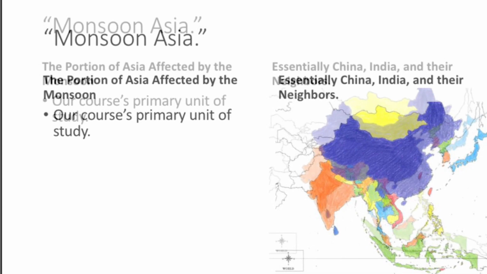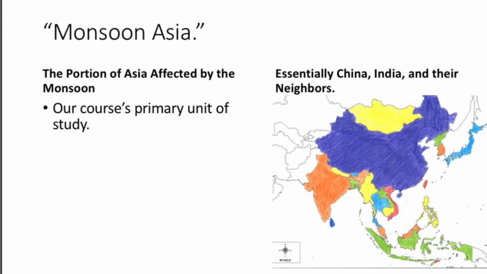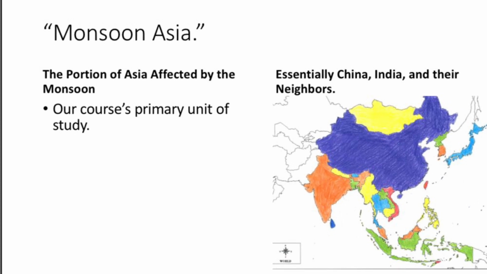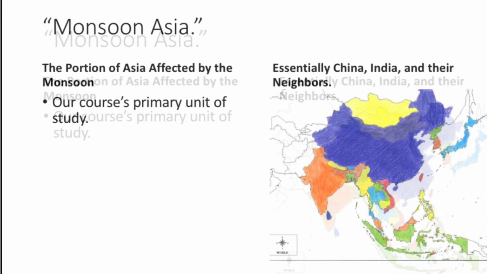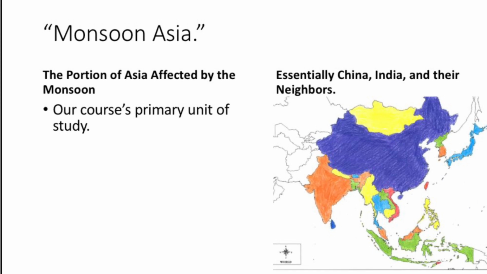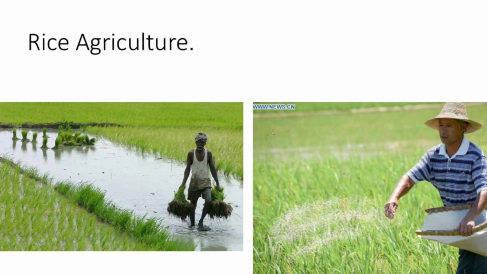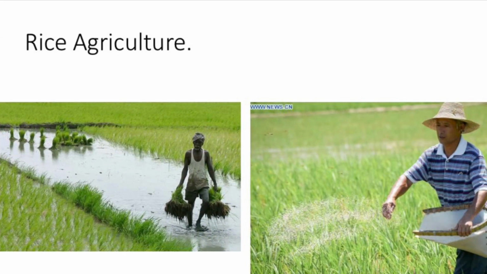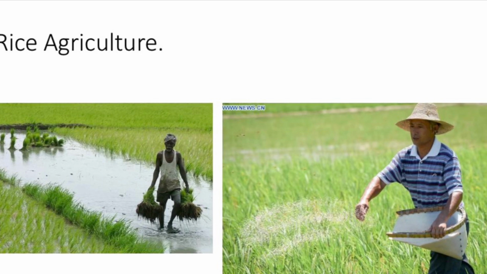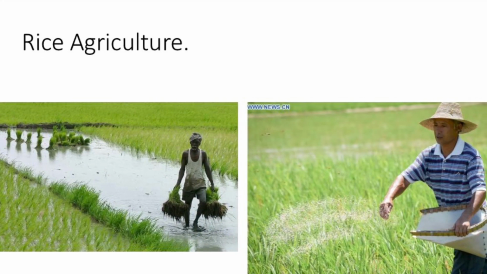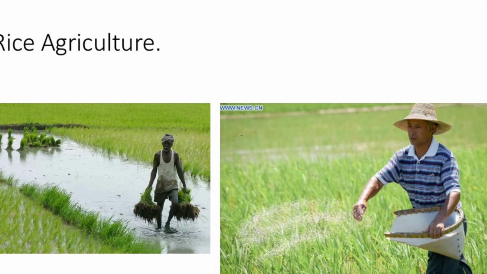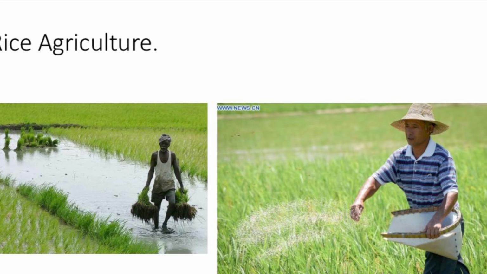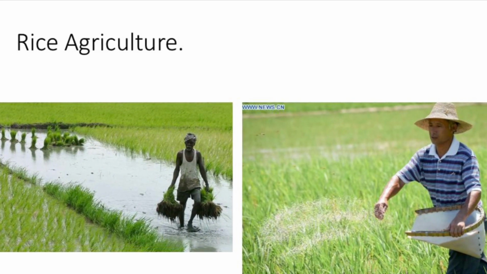So this weather pattern is critical to life in all of these societies, due to the fact that without the monsoon, large portions of this part of the world would be arid. Rice agriculture, in fact, is the dominant factor in linking both China and India together and their peripheries together into this unit of Monsoon Asia.